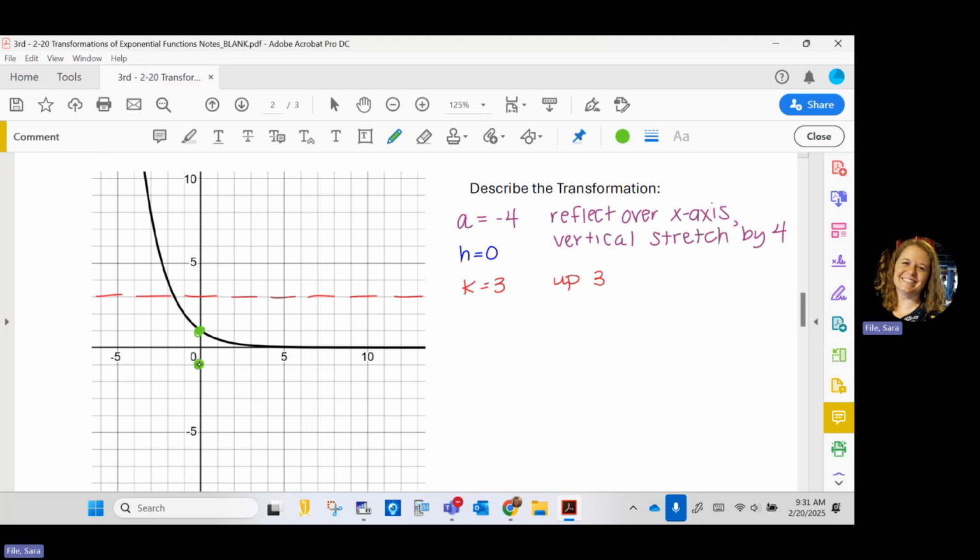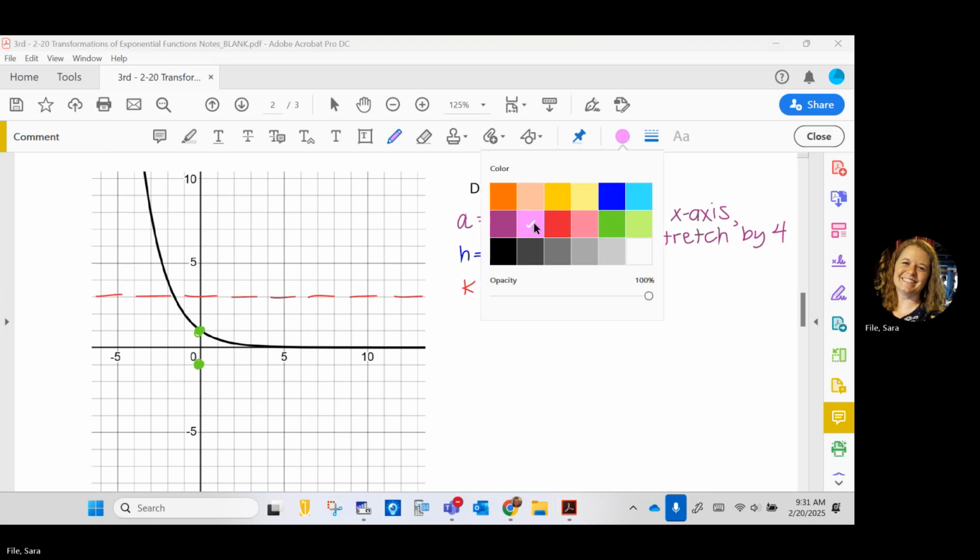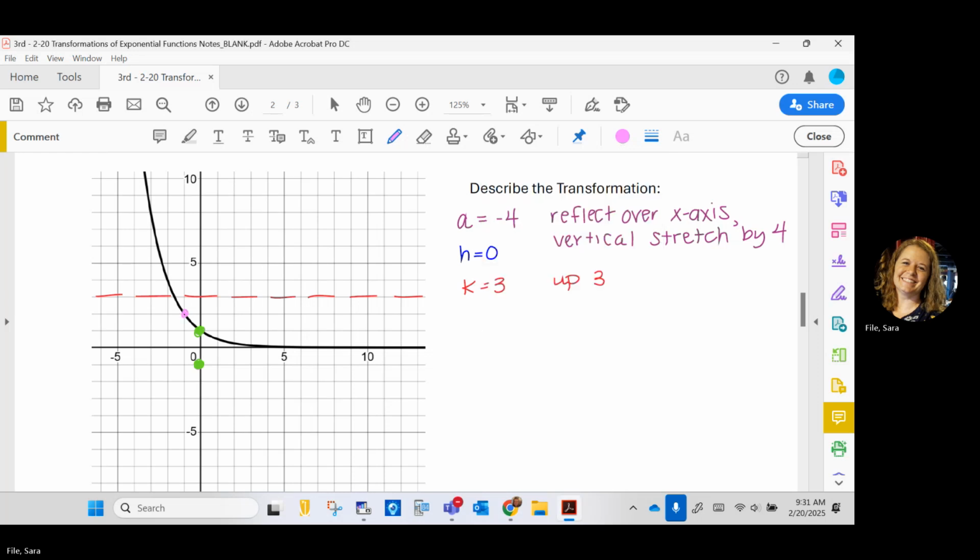Okay, let's try it with another point. This point here. If I reflect it over the x-axis, it's going to be down here at -2. What's -2 times 4? -8, right? So I multiplied by 4. It'd be down here at -8. But then I need to shift it up 3. It's going to put it here.